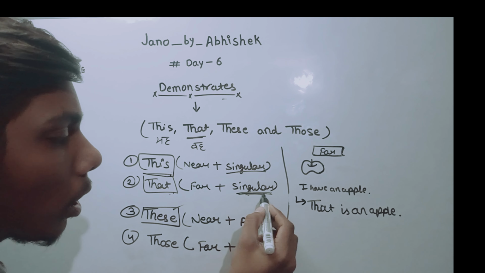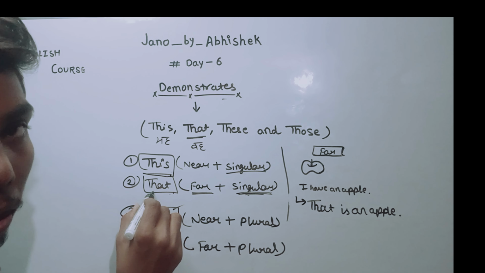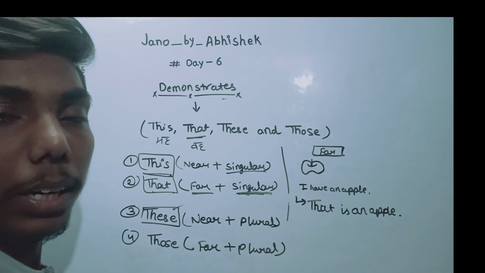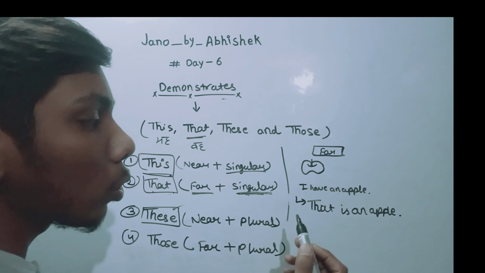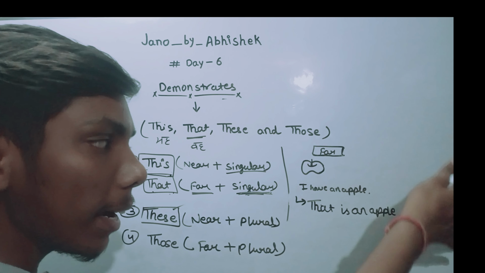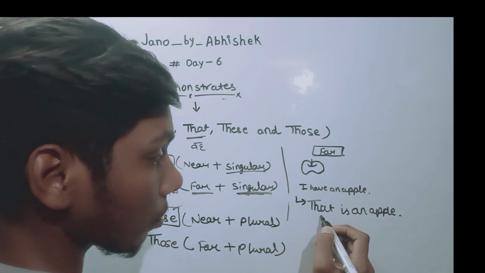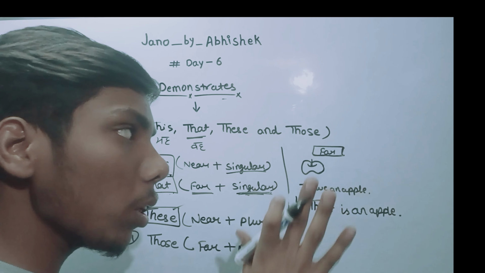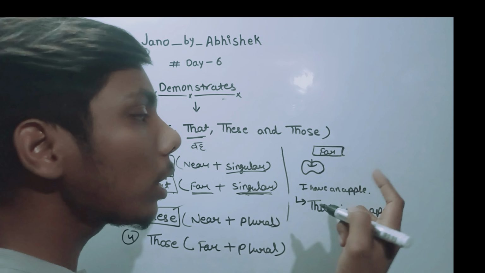Because it is singular and far, then I will use that. Okay? That, wah. In Hindi we say wah. Okay? So that is an apple. That is an apple. So now the situation is the same, but there is more than one apple.